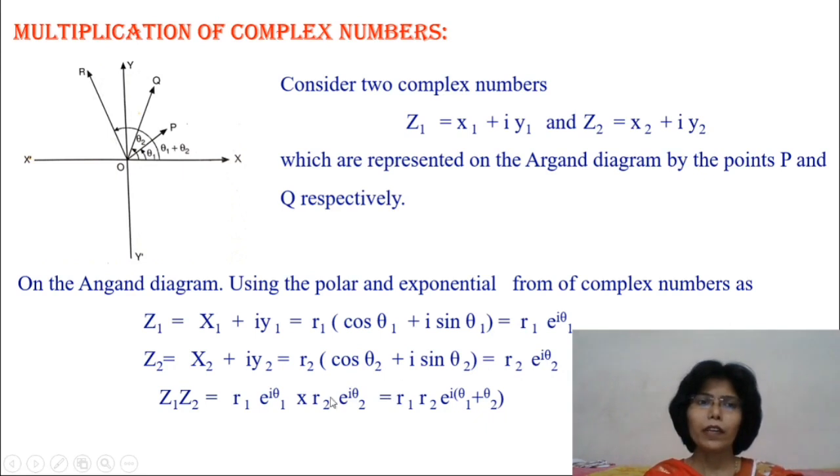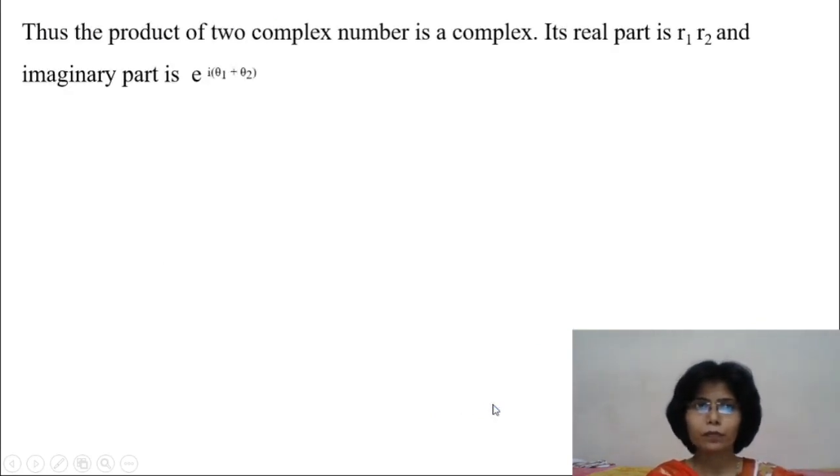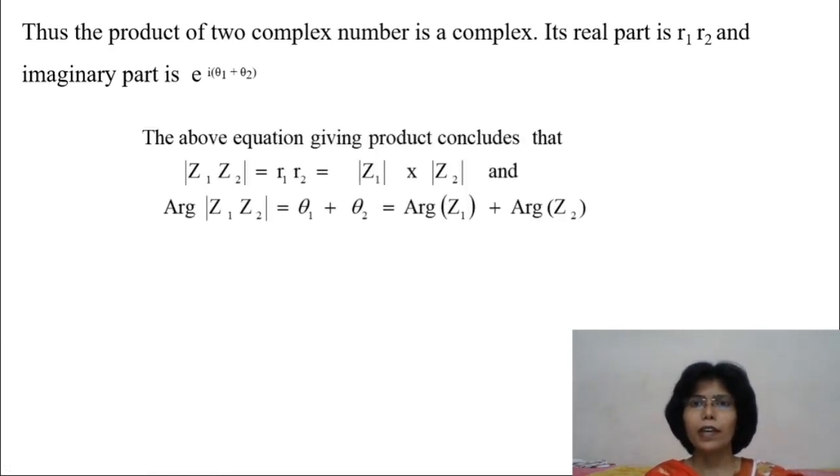So if we want to find the multiplication of these two complex numbers, it will be Z1 Z2, which is equal to R1 e raised to i theta 1 into R2 e raised to i theta 2. We multiply R1 and R2, and i will be common, so it will be e raised to i theta 1 plus theta 2. The product of two complex numbers is always a complex number, and its real part is R1 R2 and the imaginary part is e raised to i theta 1 plus theta 2.